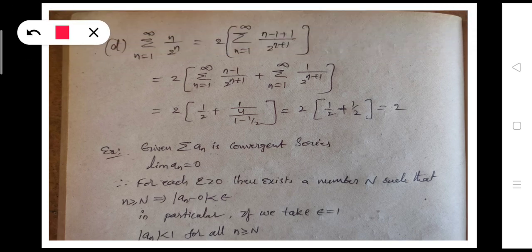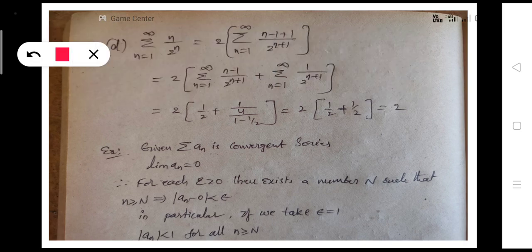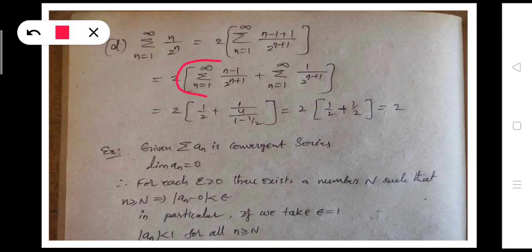Here the value of this series we already know, already we have found before this, and the value of this one is equal to 1 by 2, and this is one geometric series. Here first term is 1 by 4 and common ratio is 1 by 2.